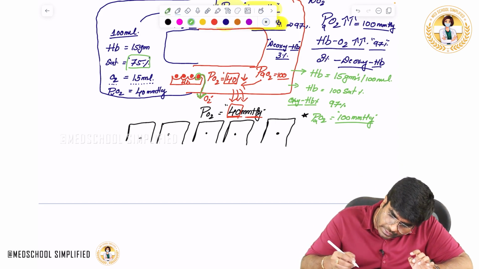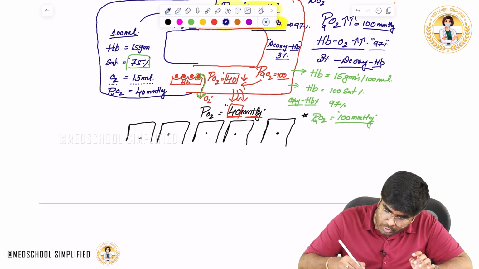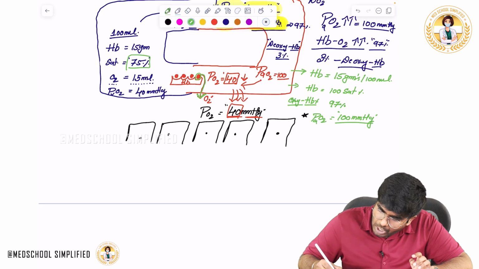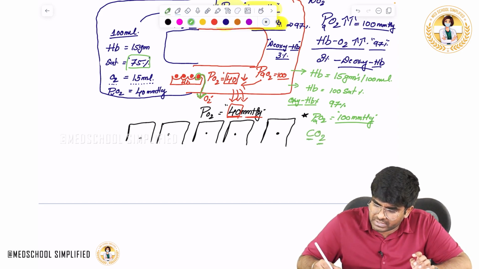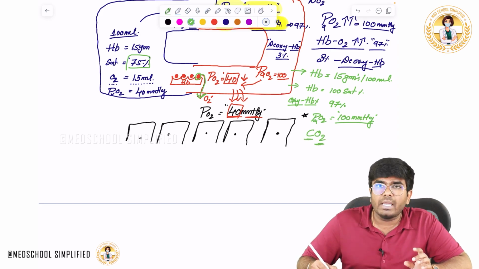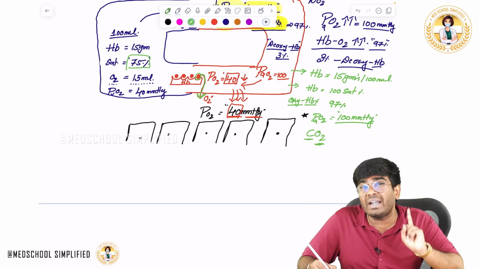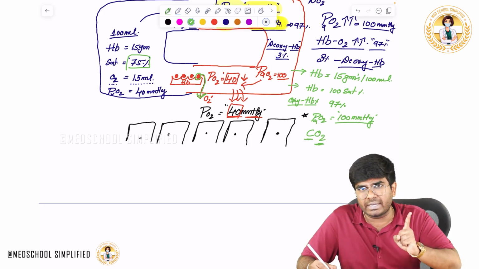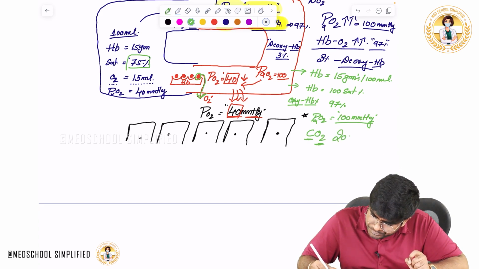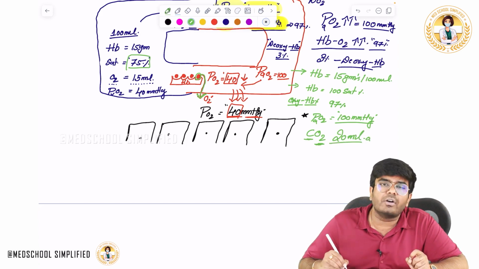Now, in arterial blood, one more thing which I forgot here is, what is the content of oxygen, means how much oxygen is there in the arterial blood. Not carbon dioxide. In 100 ml of arterial blood, in 1 deciliter of arterial blood, that's 100 ml, 20 ml of oxygen is present.